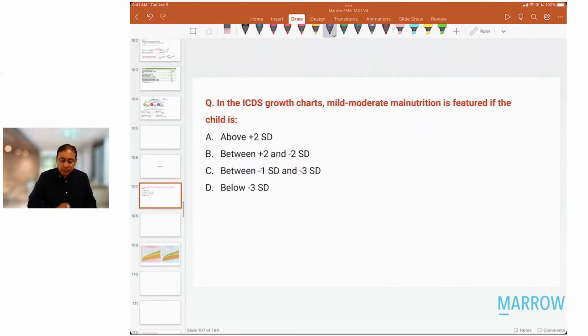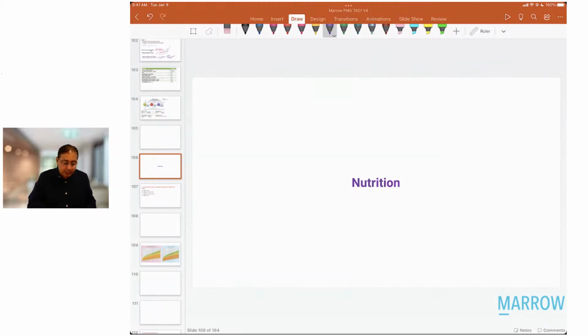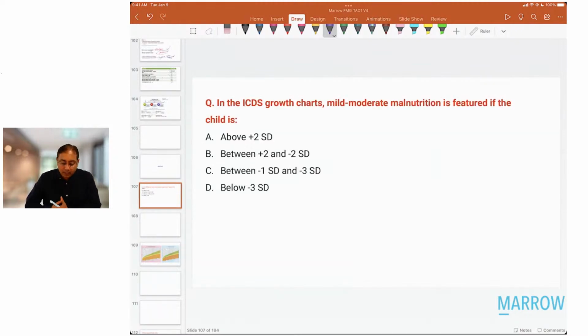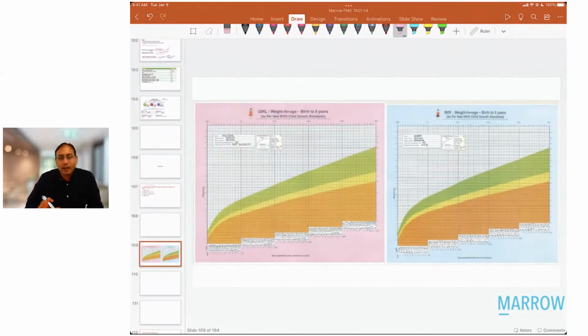A few questions from nutrition. Under the ICDS growth charts, mild to moderate malnutrition is featured. Very few questions remaining, let's finish this whole thing off. In ICDS growth charts, mild to moderate malnutrition is featured if the child is when. The ICDS growth charts you should know by heart.